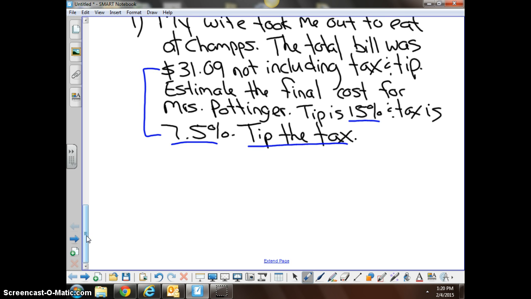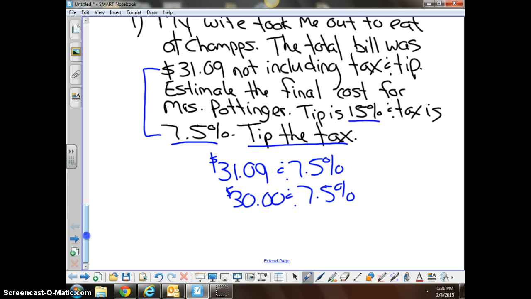I have $31.09. I'm going to actually write down, because I like to write everything down. I have $31.09, and I have 7.5%. I need to get some compatibles there. My compatibles, the ones that I went with, and now you say, Mr. Pottinger, you went a long way down. I'm going to go with $30, and I'm going to go with 7.5%. I'm going to say 7.5% is a compatible for me. Because I know 10% is one of my favorite compatibles. I know half of 10% is 5%, which I'm okay with dealing with. But then 7.5% is right smack dab in the middle of those two. So I'm going to deal with that, and I'll show you how that works in a second here.